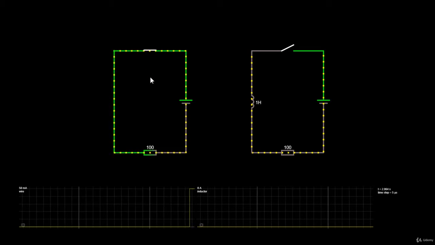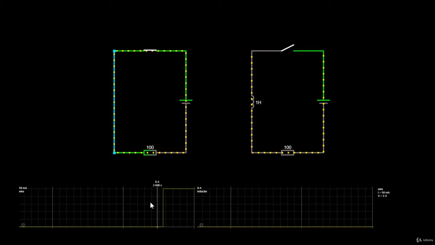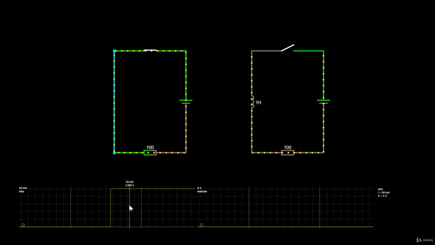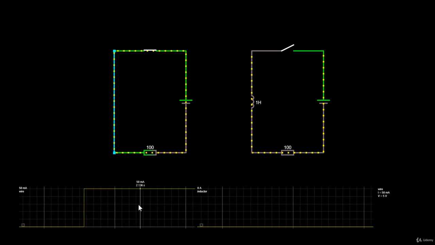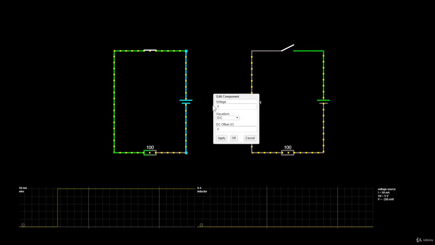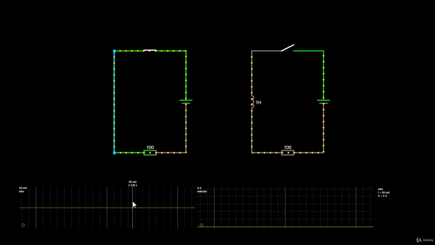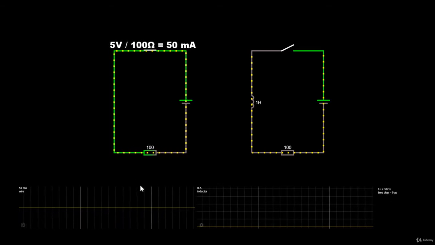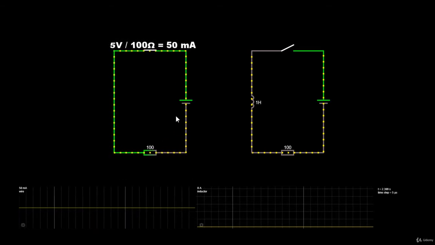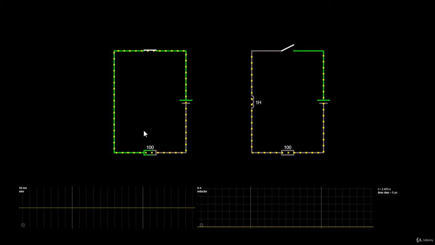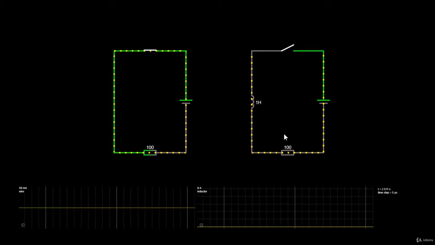So if I close the switch, you can notice that the current instantly rose to 50 milliamps. But why 50 milliamps? Because the current is defined by the voltage of the battery and the value of the resistor. So 5 volts divided by 100 ohms, which is the equation of Ohm's law, we get a current of 50 milliamps. Alright, nothing fancy here, let's move on to the next circuit.